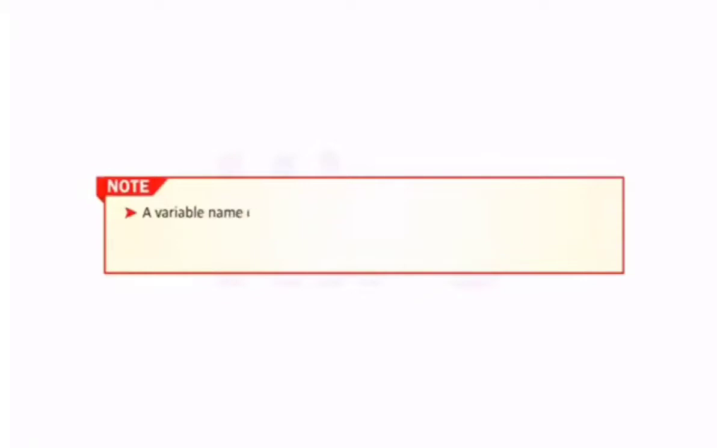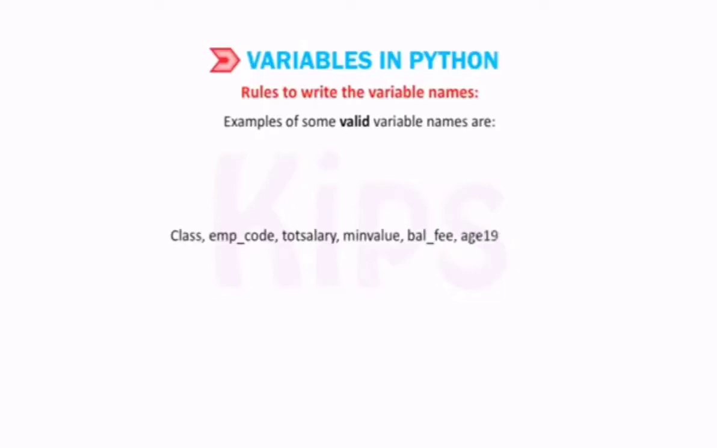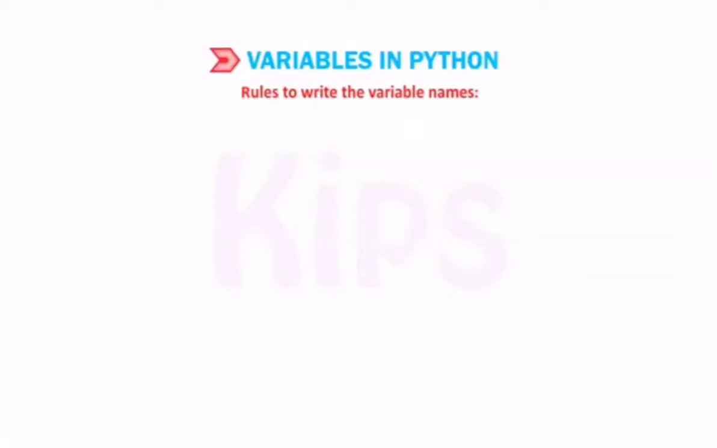Note, a variable name can be of any length. Variable names are case sensitive. Example, Age and age are different variables. Examples of some valid variables, on page 104: class, emp_code, total_salary, min_value, balance_fee, age_1980, A45R.